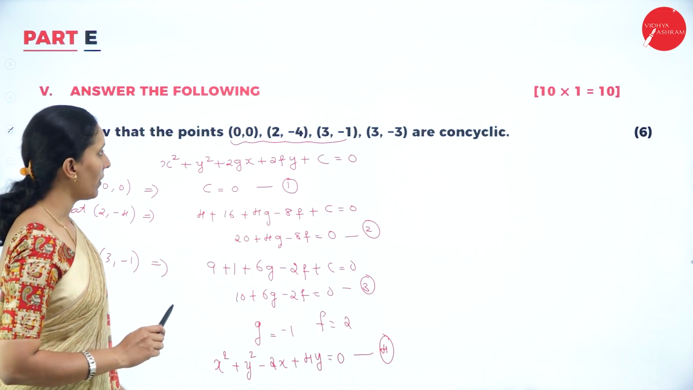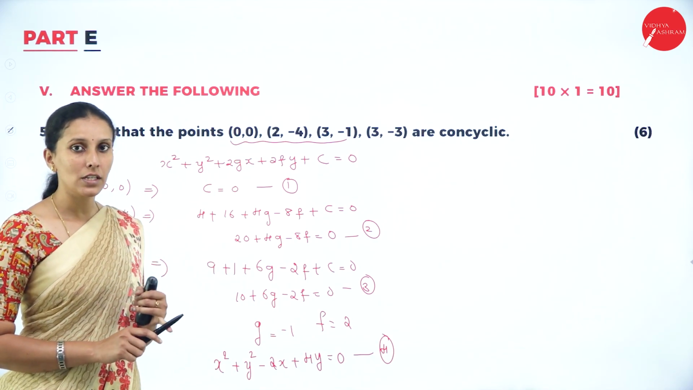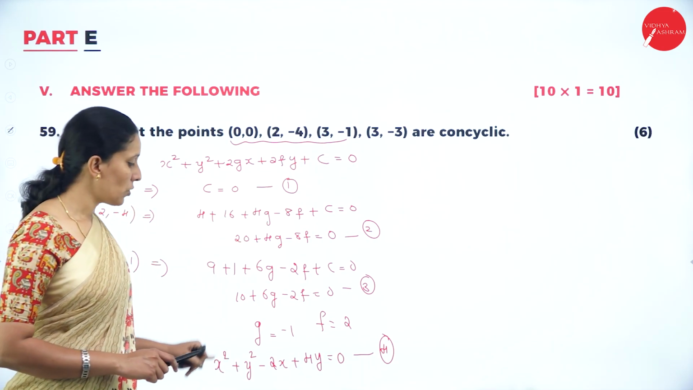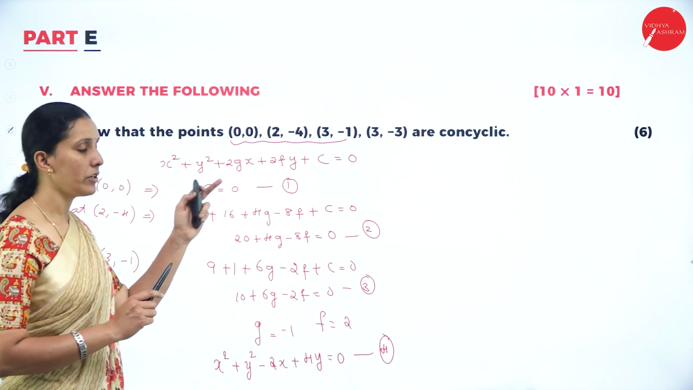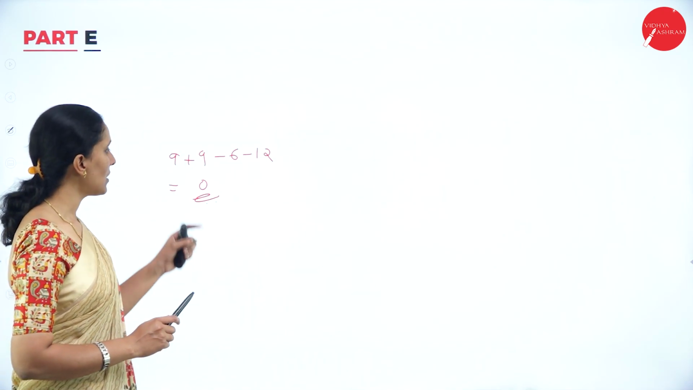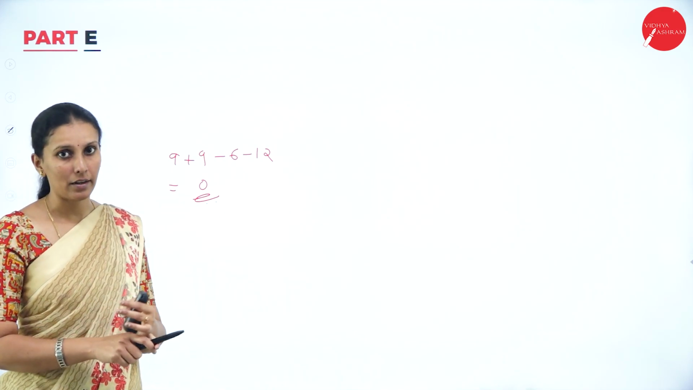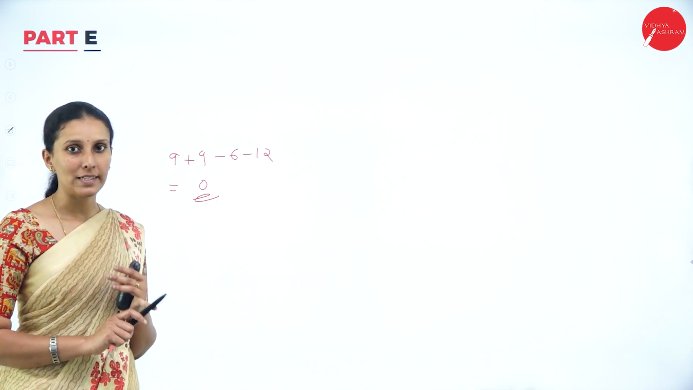So therefore from the first 3 points you can derive the standard equation of the circle, and the last point you can use for the substitution to show that it is equal to 0. Then we can say the given points are concyclic. If the solution is not equal to 0, we can directly write it is not concyclic. If the solution is 0, then all the points are concyclic.